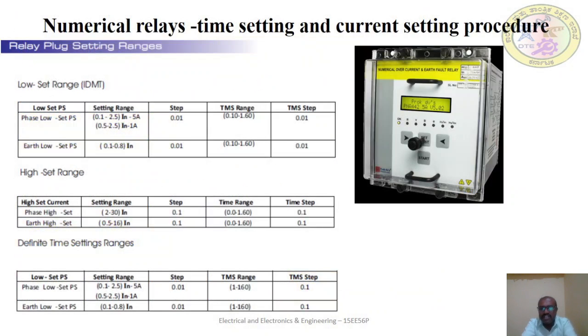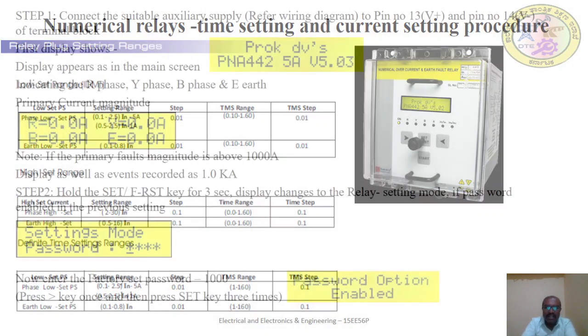This diagram shows a numerical over voltage and earth fault relay, which is made by Procs Devices. You can use this model also. You can use different types of models made by different companies. In our lab we are using this type of numerical relay.